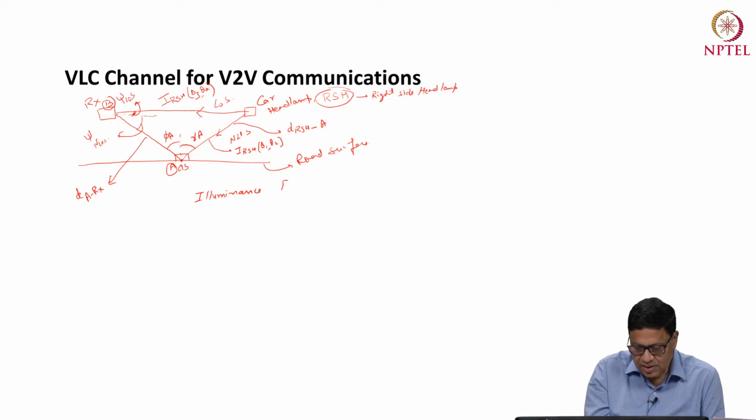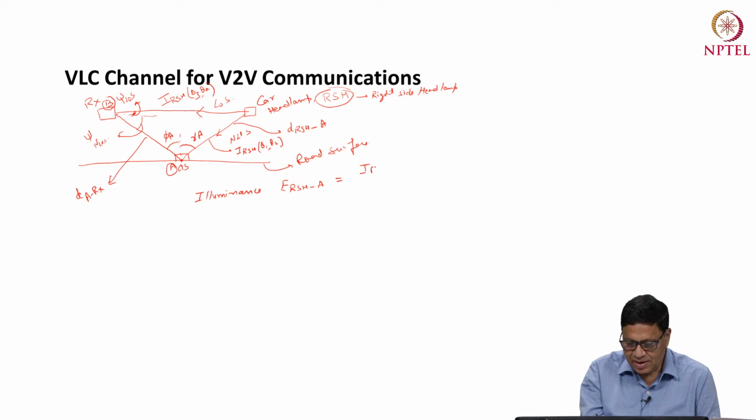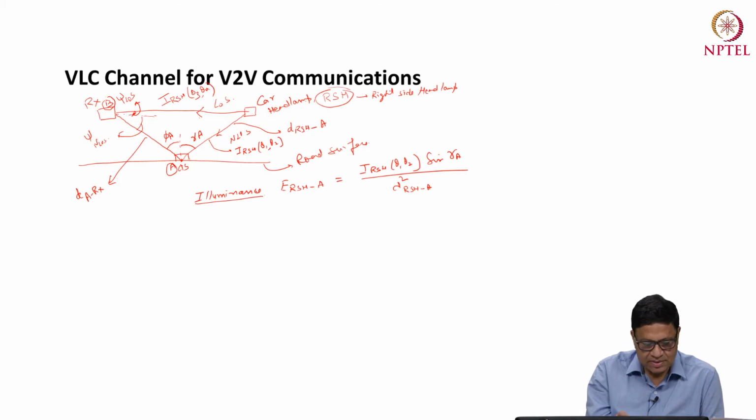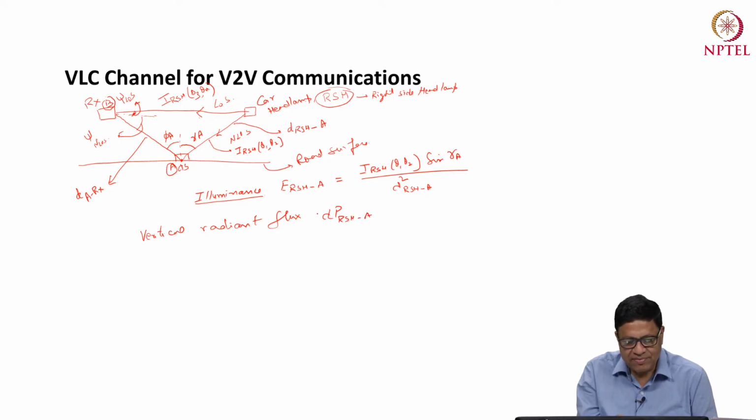So the luminance which is E RSH, right side headlamp at A, is given by I RSH, which is a function of theta 1 and theta 2, sine gamma A divided by D square, the distance, that is RSH minus A. This is luminance at point A. Now the vertical radiant flux, let us call as dP RSH A. That is a vertical radiant flux which is coming from the surface of the road.